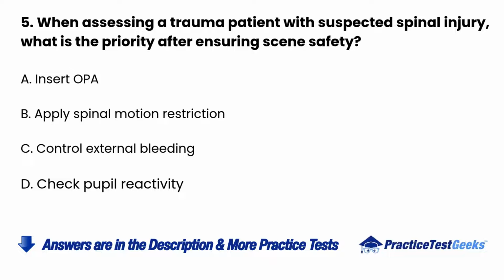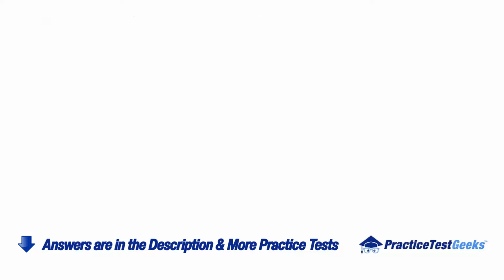5. When assessing a trauma patient with suspected spinal injury, what is the priority after ensuring scene safety? A. Insert OPA. B. Apply spinal motion restriction. C. Control external bleeding. D. Check pupil reactivity.